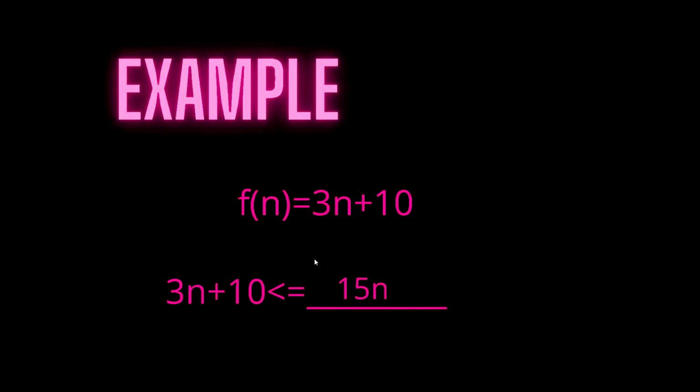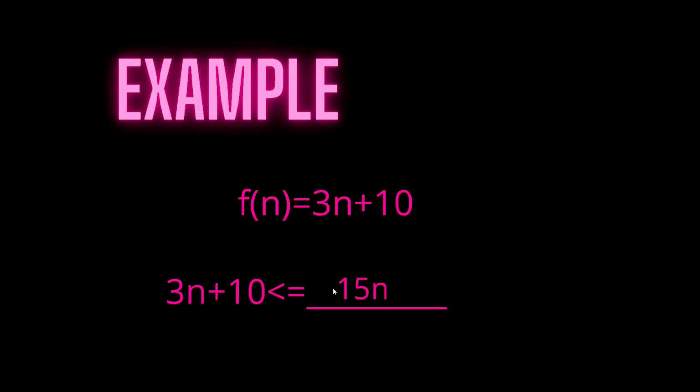Now let's verify with some values. If I put n equal to 1 on both sides, what would the value be? You would have 13 on the left hand side and you will have 15 on the right hand side. Now 15 is greater than 13, so this satisfies the condition. Let's say you put the value n equals 2. What would you have here? If you put 2, it will be 16 on the left hand side and it would be 30 on the right hand side. So 30 is greater than 16, so this satisfies the condition.